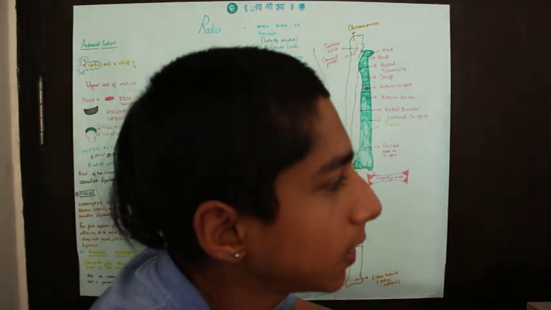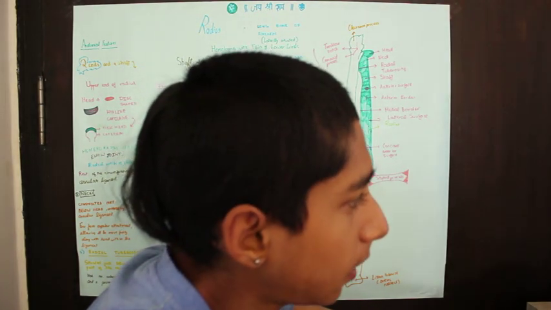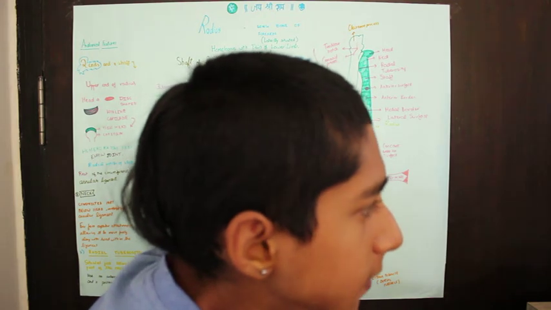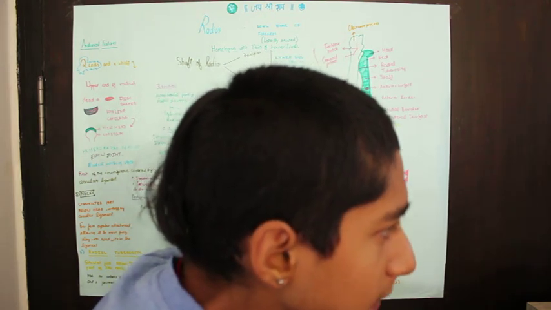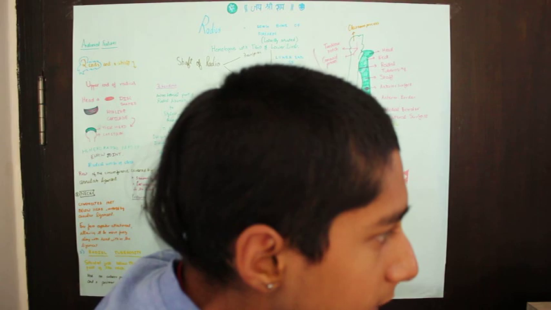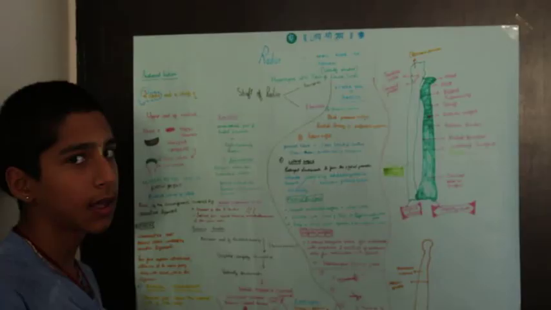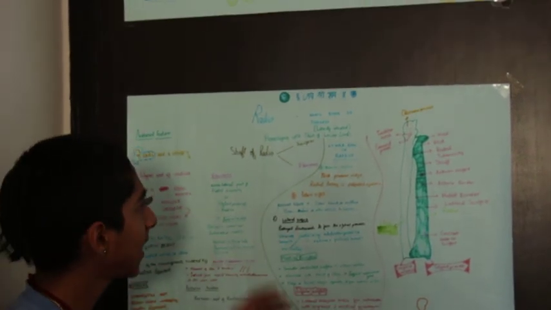Now while showing the radial tuberosity, just to understand the radial tuberosity, we can get close to this area, and this area is basically clear. Yeah. So the video got cut, and we can continue.